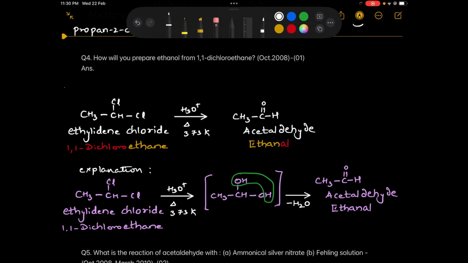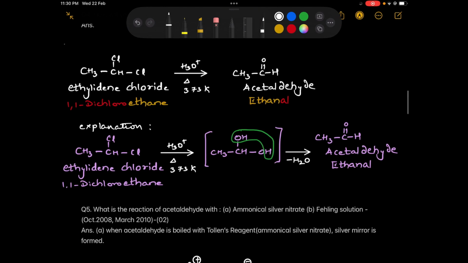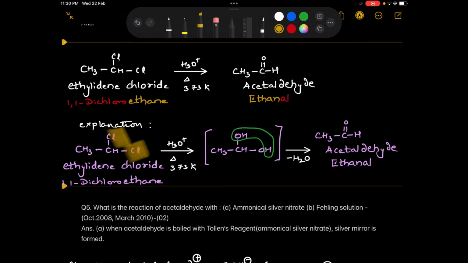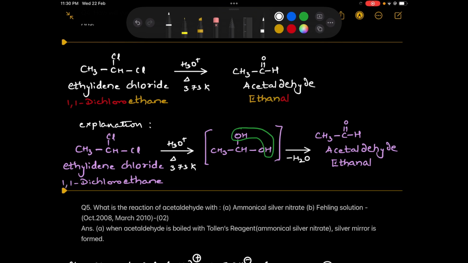How will you prepare ethanal from 1,1 dichloroethane? In the first case, I have written the reaction in one step. You can write it in one step so that you get 1 mark. I have explained it in detail, wherein we take ethylidene dichloride or ethylidene chloride, which on hydrolysis forms an intermediate, and the 2 chlorine atoms are replaced by 2 OH groups. Now this compound is unstable, and so we have the removal of a water molecule, so that the final product is acetaldehyde. So it's okay even if you skip the intermediate and write down the final product.